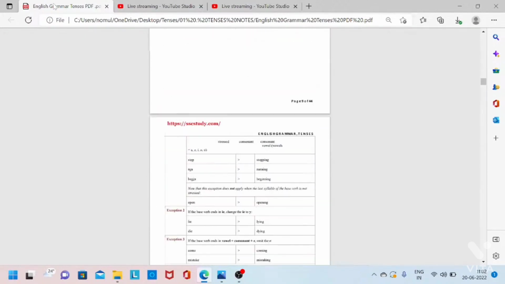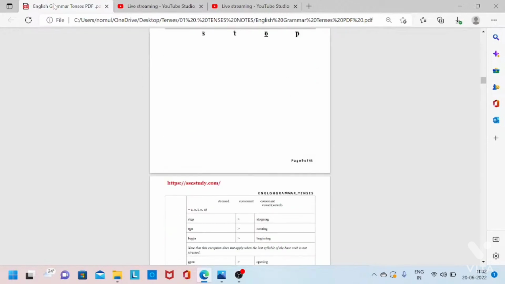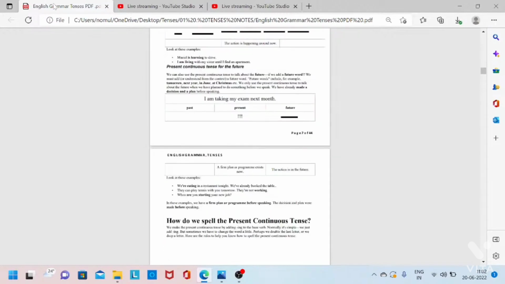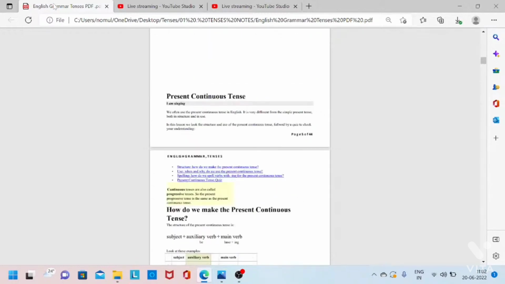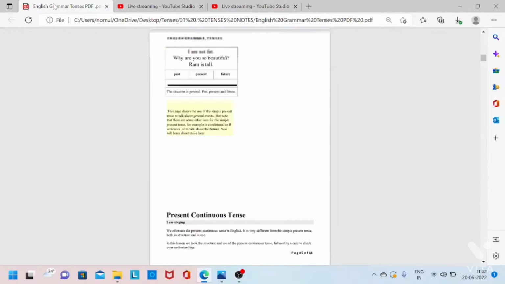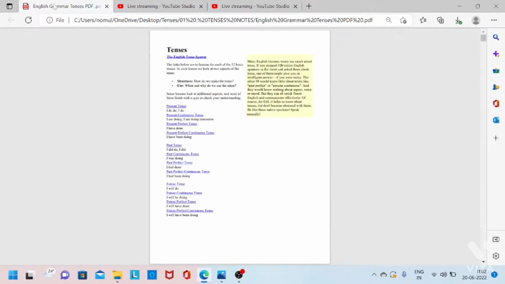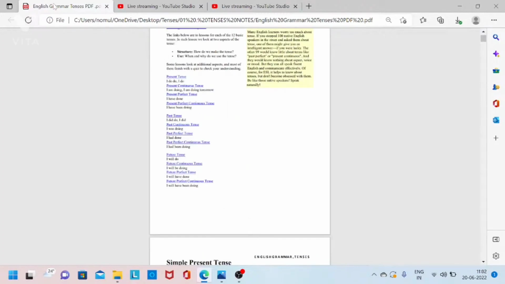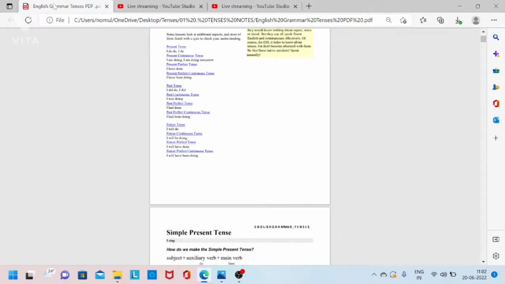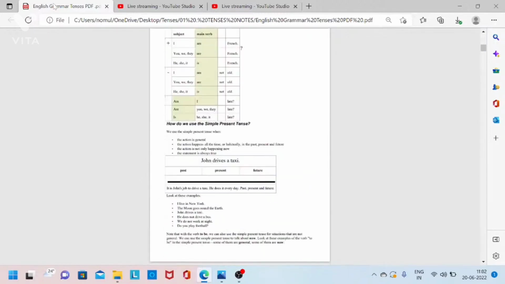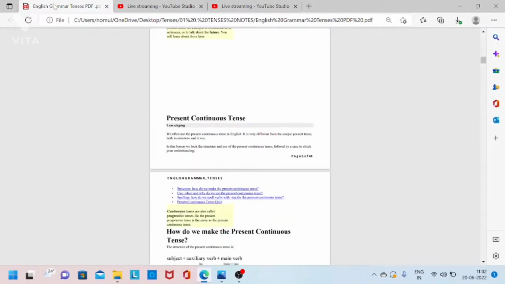And yesterday we went through present continuous and present tense. Okay, so today we'll do a little more on the present tense and present continuous tense that we have gone through. So let us move to the next lesson.